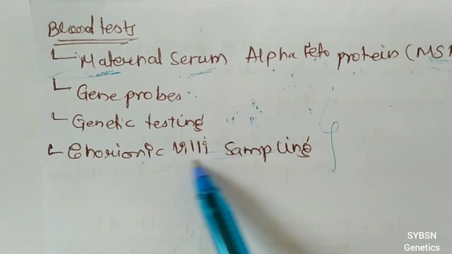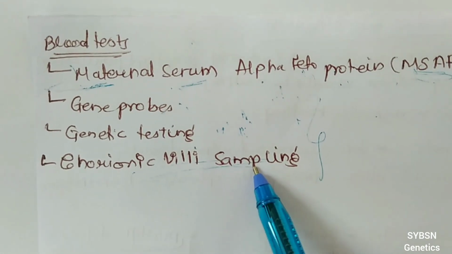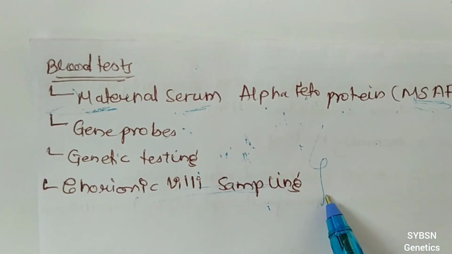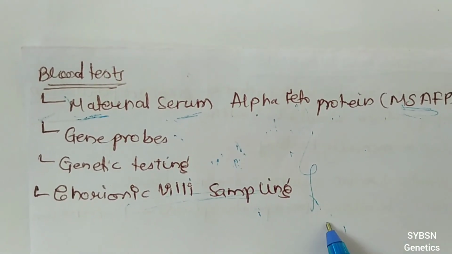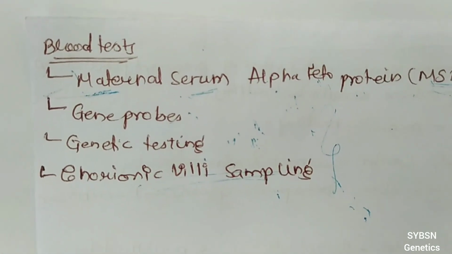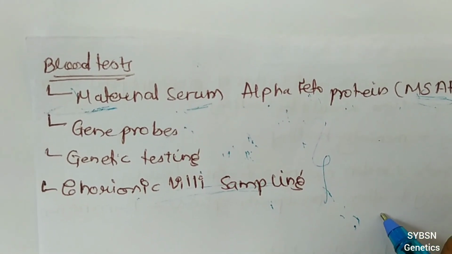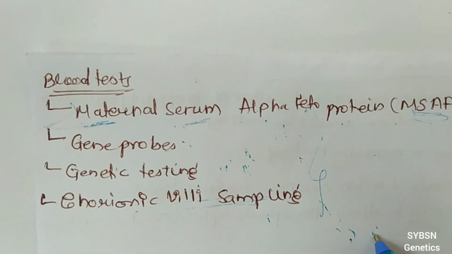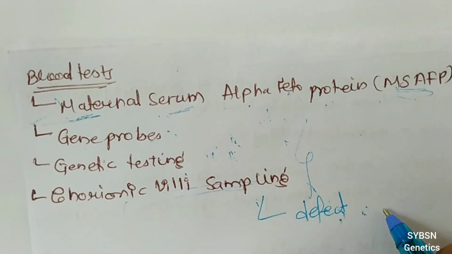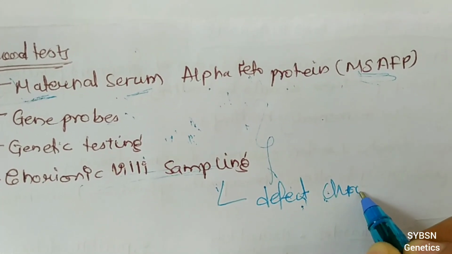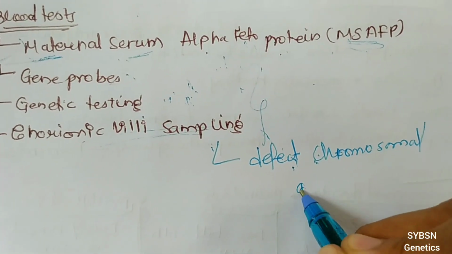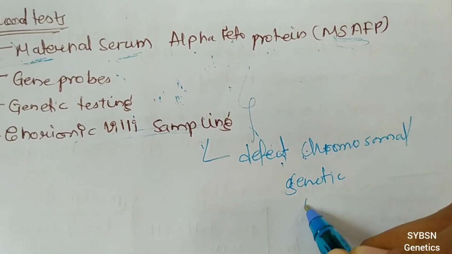Next, we have something called chorionic villi sampling, which is again an important test which you all need to know. It is also known as chorionic villi biopsy. It is a prenatal diagnostic test which is performed on pregnant women who are at risk of carrying a fetus with genetic or chromosomal defects. So this test detects any kind of chromosomal or genetic abnormalities in the fetus.